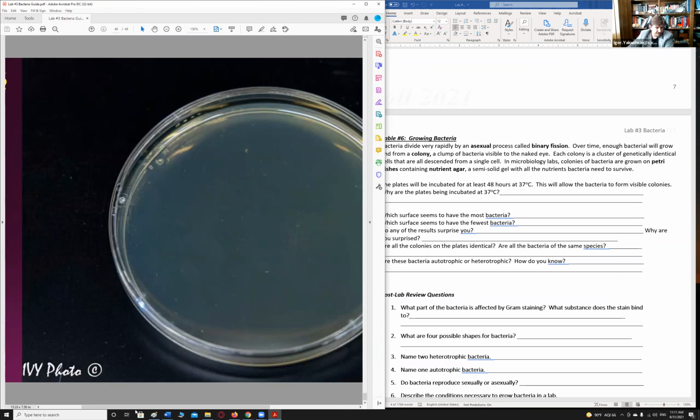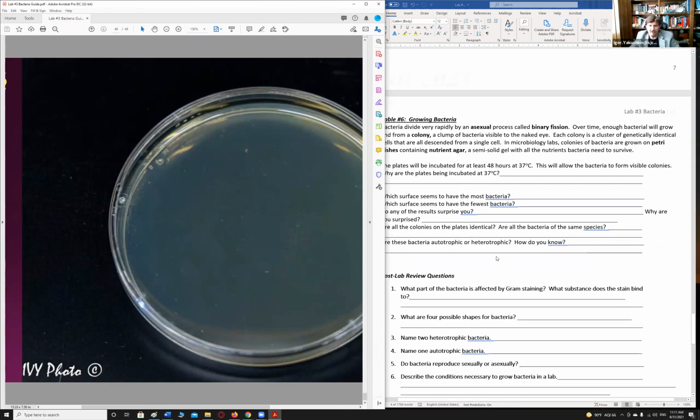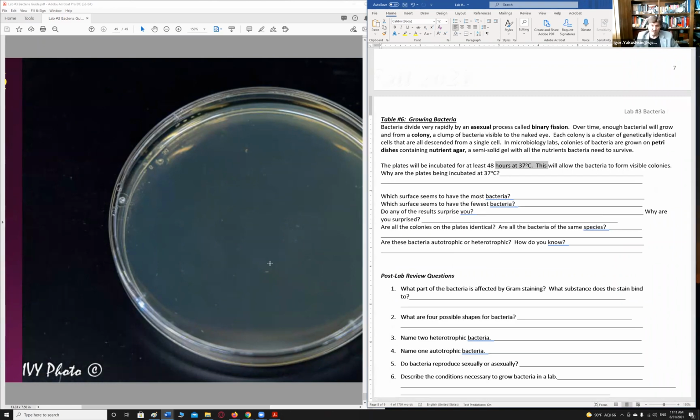And that's, I think, we're done with the actual lab. Let's see the answers. Which surface seems to have most of the bacteria? Well, most of the bacteria, probably credit card, I think. Basically, how many dots or different colors of dots we have there. Do any of the results surprise you? Let me know if anything surprised you and why you were surprised.